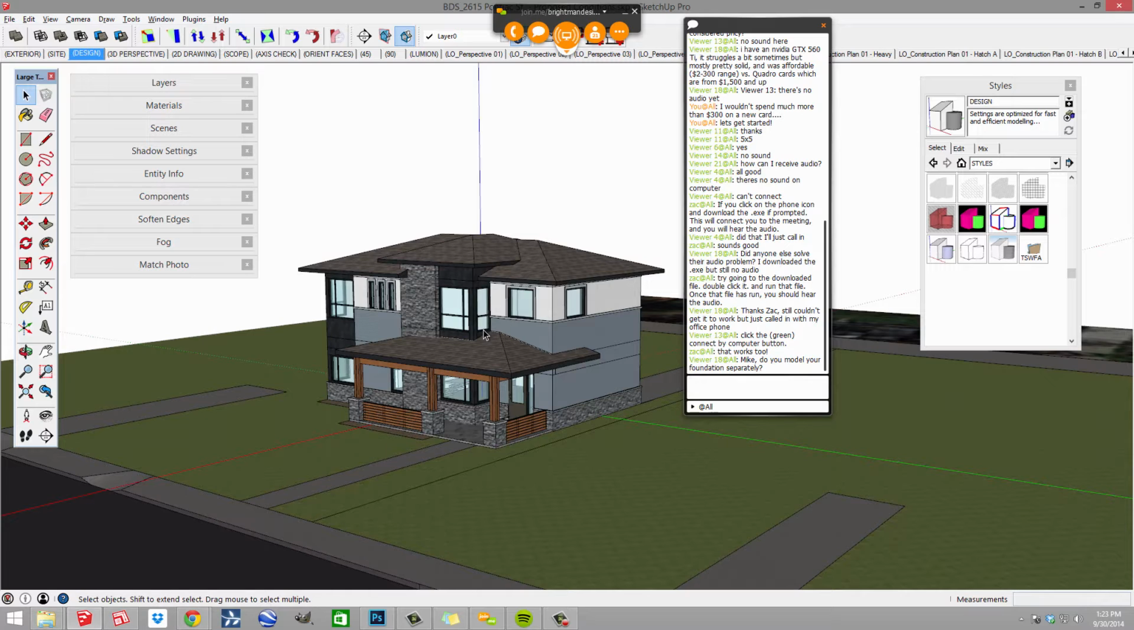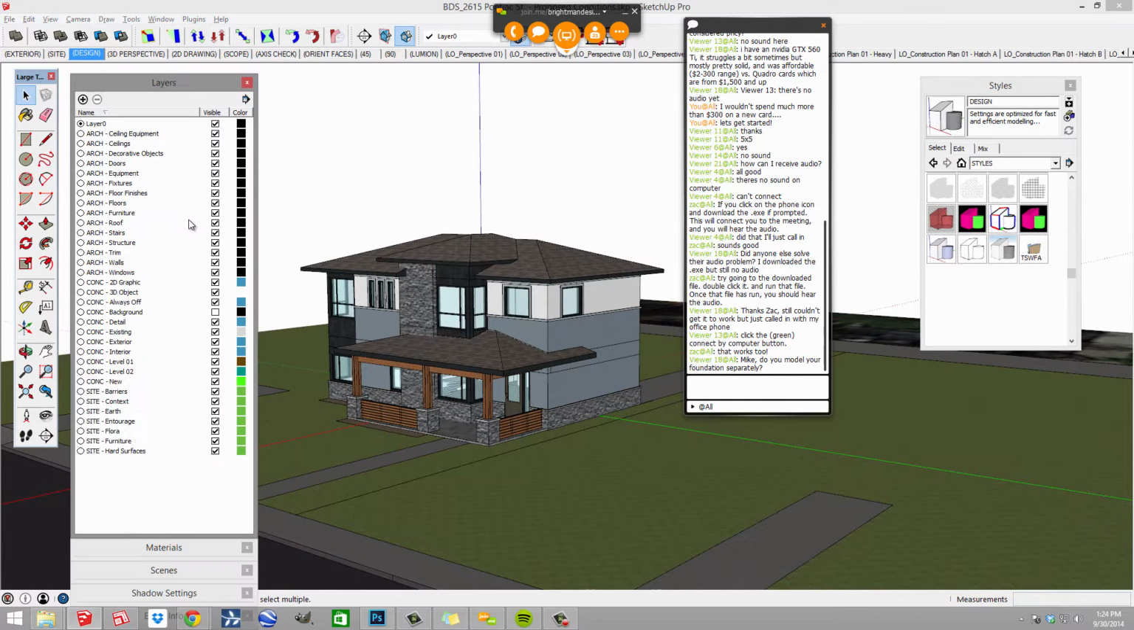If I were creating a foundation, I guess the root of that question comes from, do you need to identify your foundation separately? So are you going to create a foundation plan? If you are, then certainly I would model in the foundation, and then I would put it on a layer like the structure layer, so architectural structure. What you would do for that is you'd probably just go into like level one.